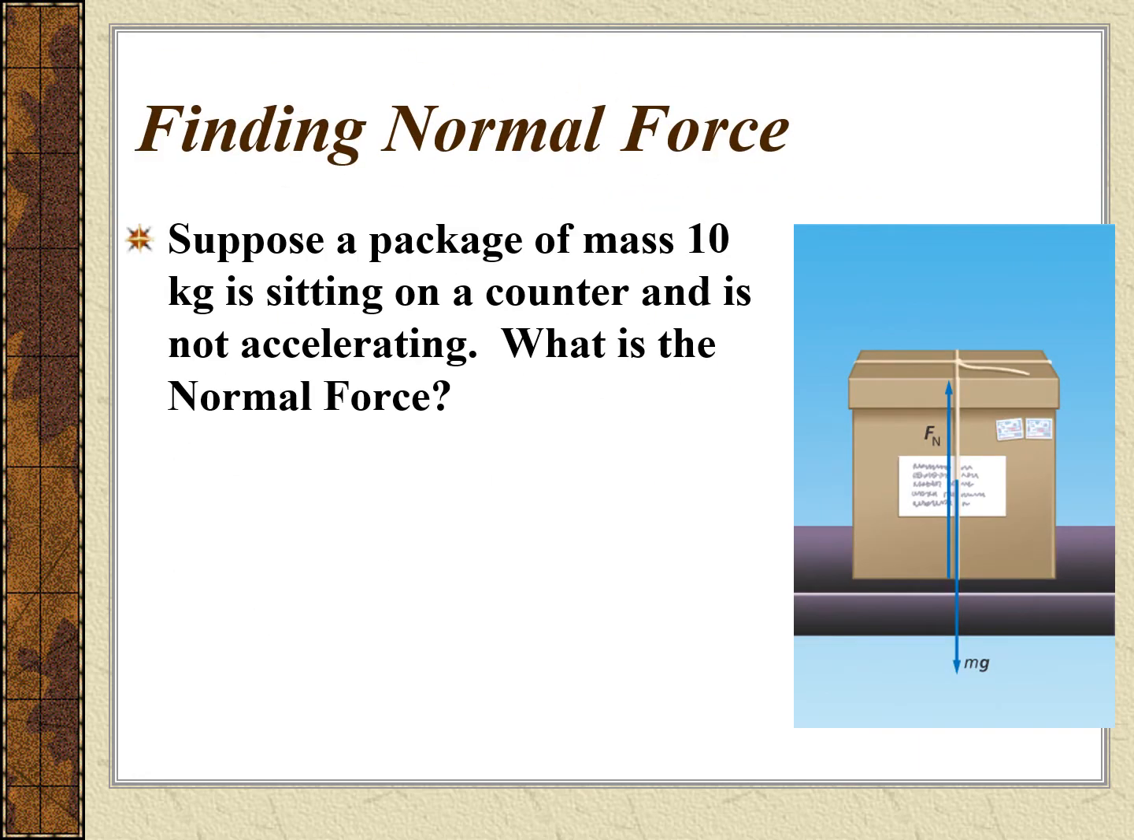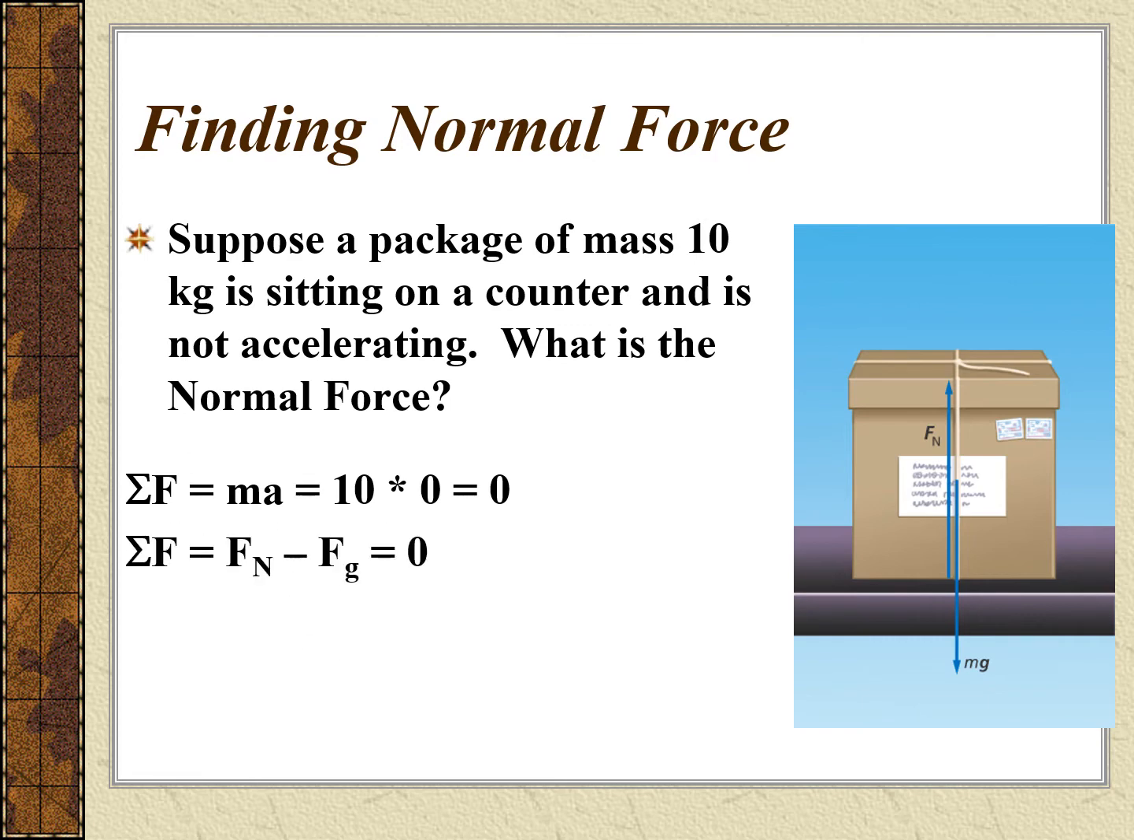So let's do one example where we have to find the normal force. Now, let's suppose we have a 10 kilogram box that's sitting on the counter and it's not accelerating. What's the normal force? Well, we can use Newton's second law where net force is equal to mass times acceleration. Since there's no acceleration, the net force is equal to 0. Well, the only forces acting on it are the normal force upward and the force of gravity downward. So that means the normal force upward is positive, the force of gravity downward is negative.